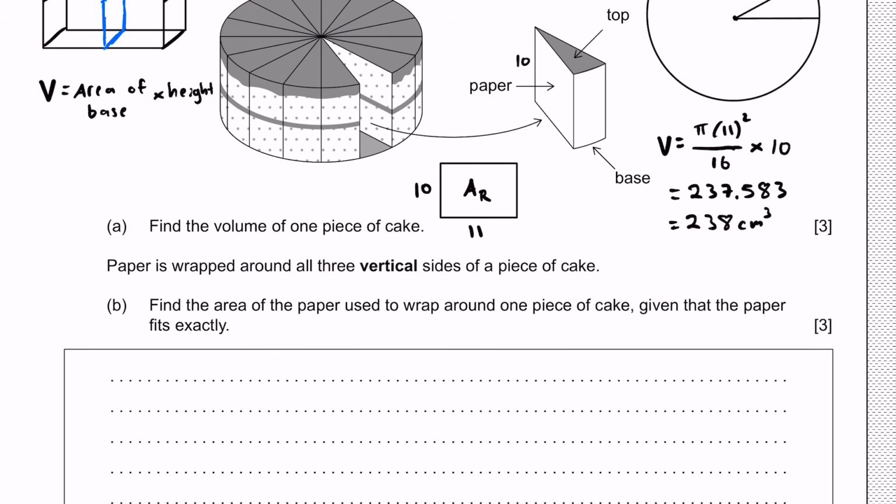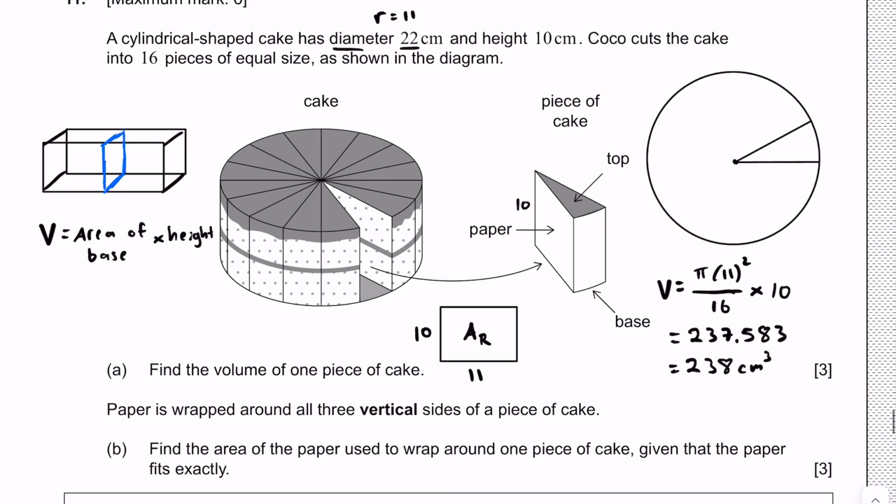If we want to find the area of the paper, I'll write AP, area of the paper. It's equal to 2 times AR for these rectangular faces, or 2 times 10 times 11. So that covers these 2 faces. More challenging is going to be this curved face right here.